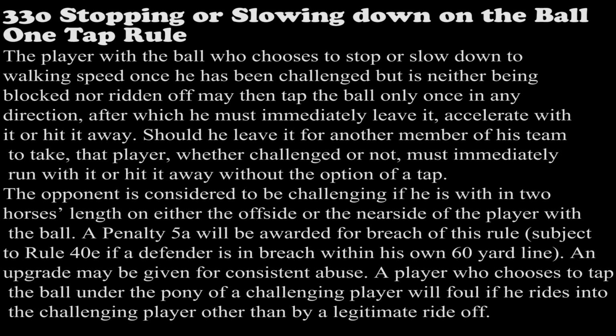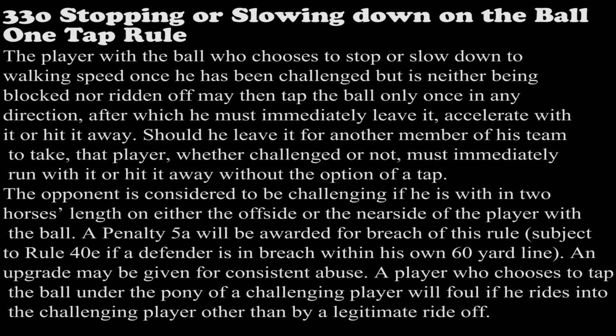Should he leave it for another member of his team to take, that player, whether challenged or not, must immediately run with it or hit it away without the option of attack. The opponent is considered to be challenging if he is within 2 horses' length on either the offside or the near side of the player with the ball. A penalty 5 will be awarded for breach of this rule, subject to Rule 40 if a defender is in breach within his own 60-yard line. An upgrade may be given for consistent abuse.